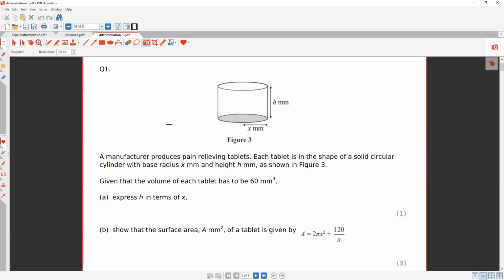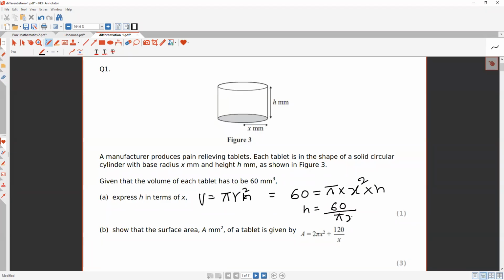The volume is given to me, 1 mark. So volume V is equal to pi r square h, if I remember. So volume is 60, pi x square h. Express h in terms of x. So h equals 60 divided by pi x square. This is clear with everyone, right? Yes. Everyone got this? Okay, fine.